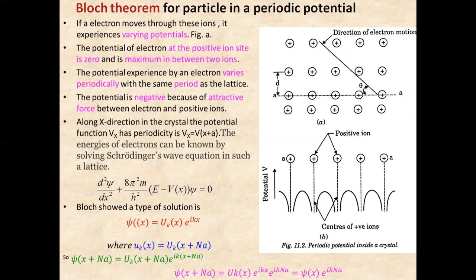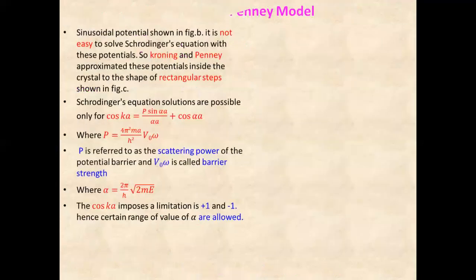Now we need to consider Schrodinger's wave equation to explain this theorem. The particle experiences a periodic potential, so we need to use Schrodinger's wave equation. For this Schrodinger wave equation, we can use the Bloch theorem. Why? Because this Bloch theorem explains what the wave function is at a positive ion site and at a regular period of a.